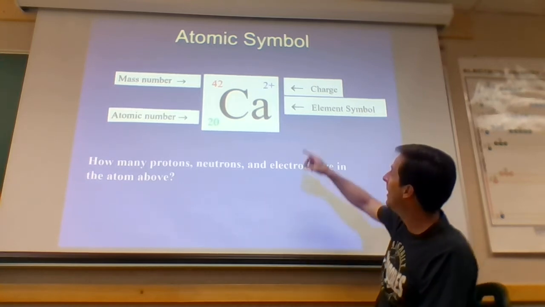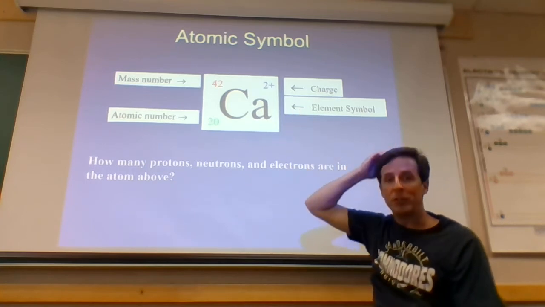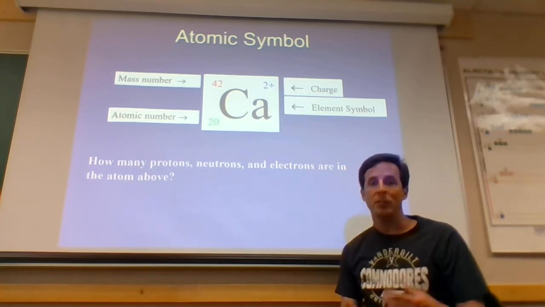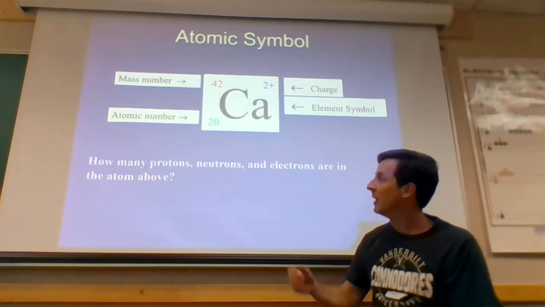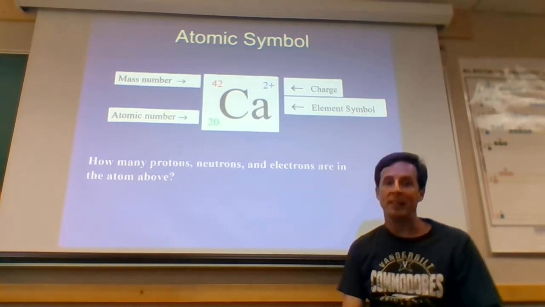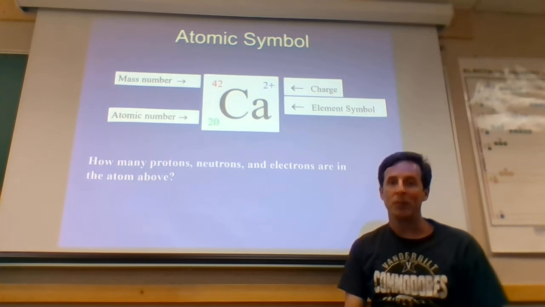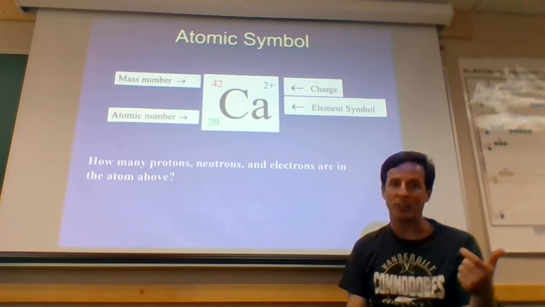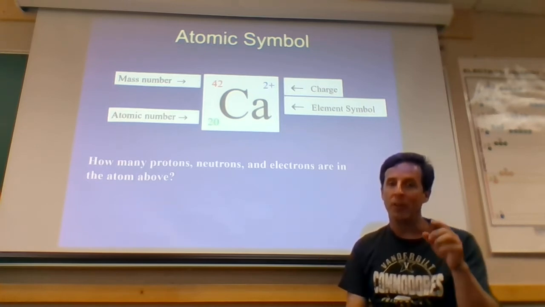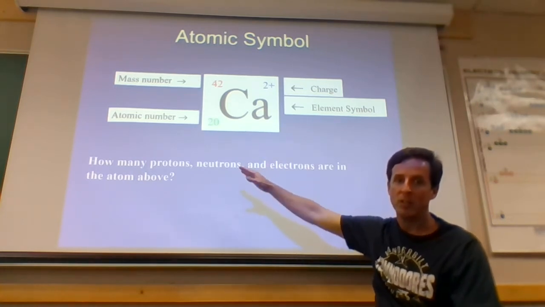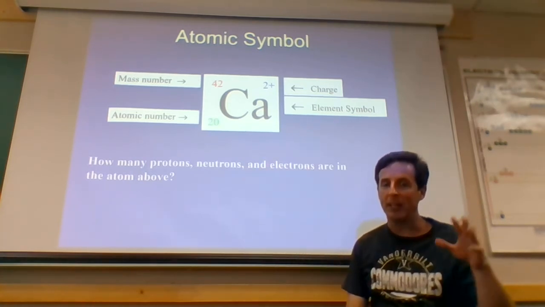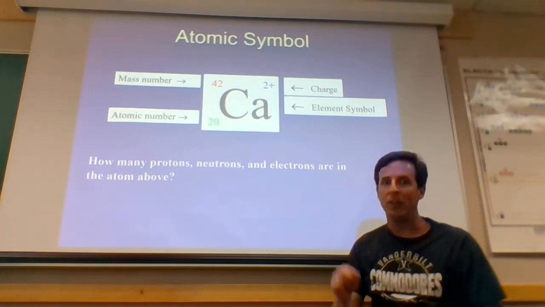And then the electrons come from the charge. Again, if it was neutral, that would be 20 protons, 20 electrons. If it's plus 2, that means I must have lost 2 electrons, so it's 20 protons and 18 electrons. The number of protons can't change. For calcium, it has to be 20. So if I have to change something, it's going to be the electrons that change, not the protons.